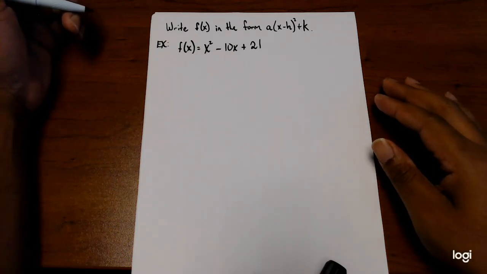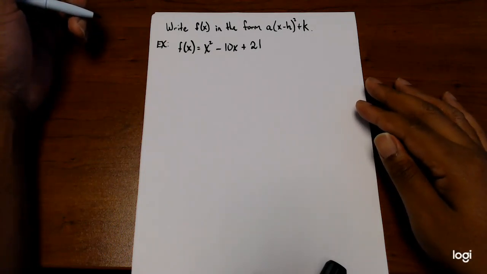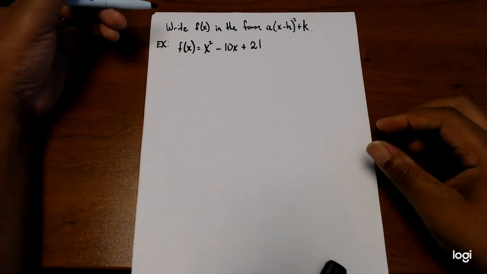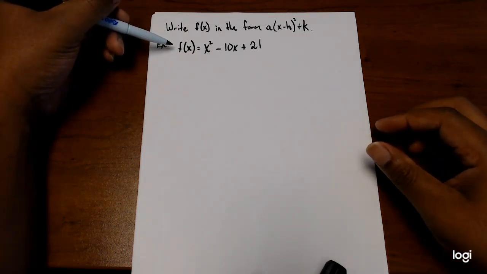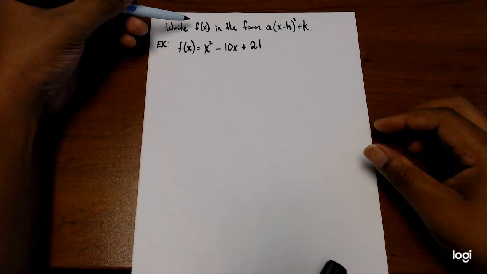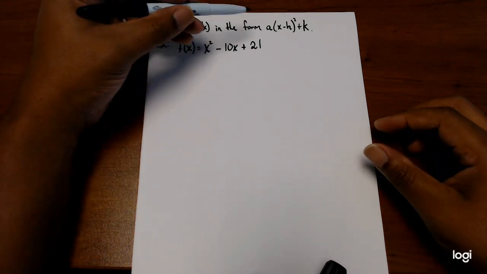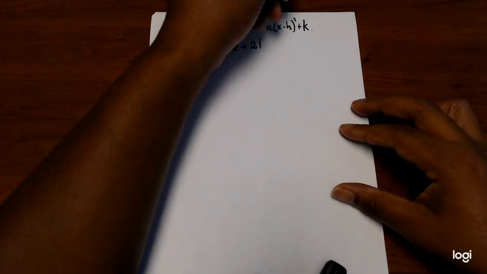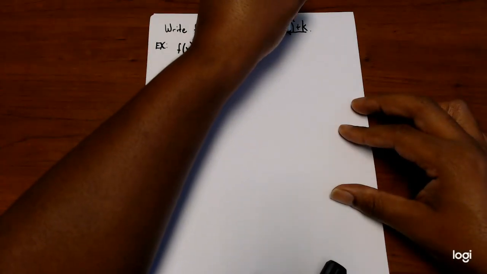So when you're dealing with quadratic functions, you may have noticed that it's a lot easier to understand them when they're written in vertex form. Here we have an example of a quadratic function, but it's not currently in vertex form. Right now it's in standard form, right? So our instructions say to write f of x in the form a times the quantity x minus h squared plus k. That is actually vertex form.